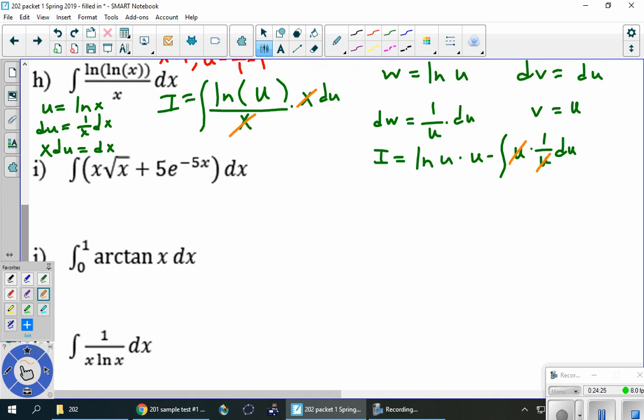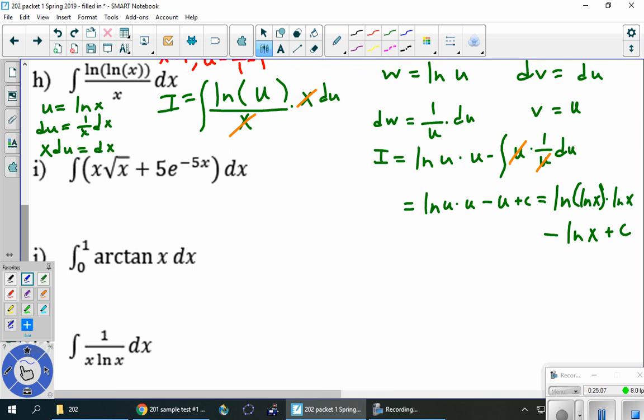And so it's just the integral of 1. So equals ln of u times u minus, and then the integral of 1 du is just u plus c there. And then our last step is to change the u back into what we had originally, which was ln of x from way back here. So ln of x minus, times the u, but that's again ln of x, minus u, which is ln of x, plus c. That's a tough one.